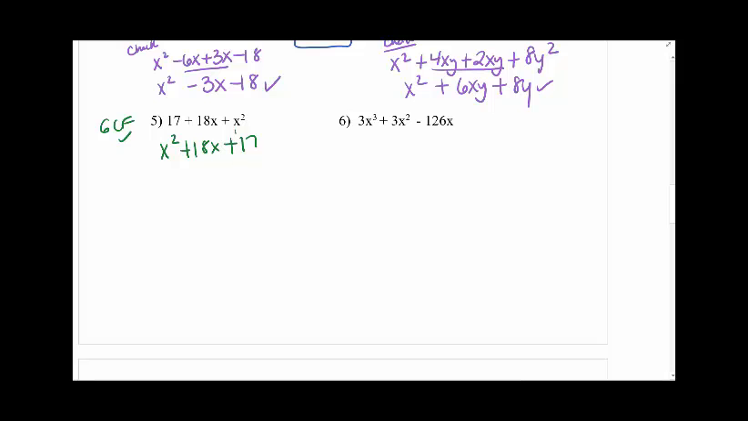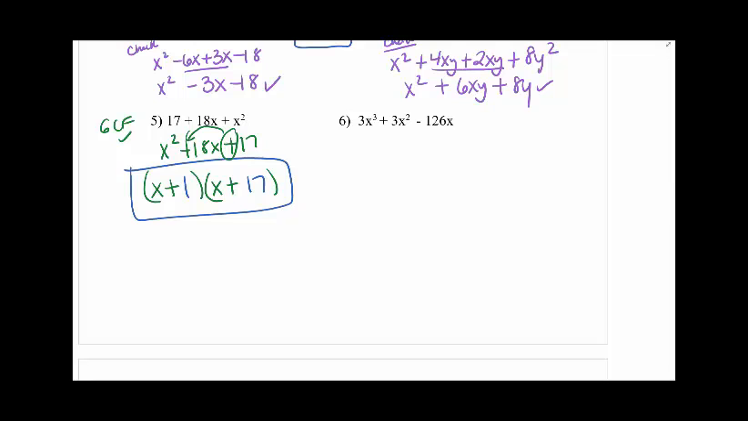So then we look at our sign. Positive means it matches the middle. So I have an x and an x, and it has to be a plus and a plus. The only two numbers that multiply to give me 17, since it's prime, is 1 times 17. And when we add those two together, it does work. I'm going to check it here underneath. x squared plus, multiply my outer, 17x, plus, multiply my inner, which is 1x, plus my last. That gives me the 18x.